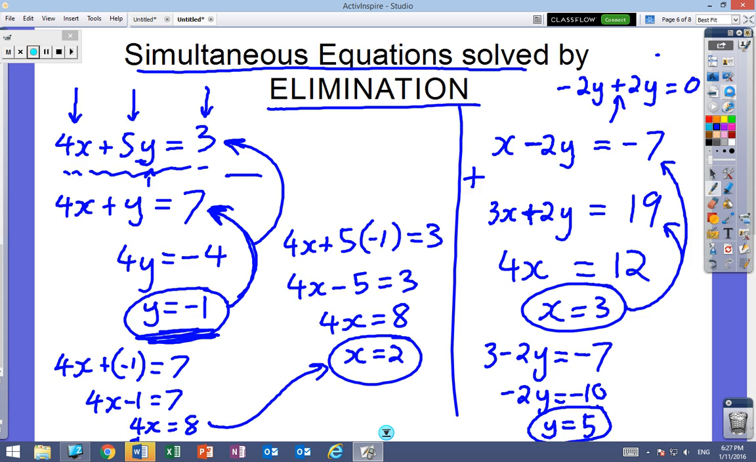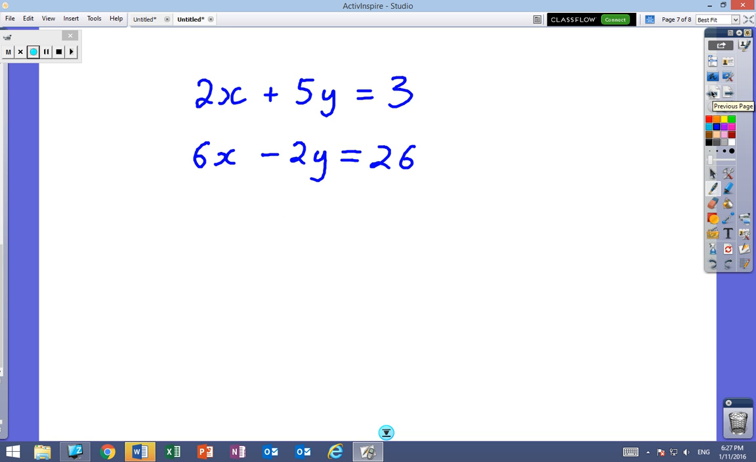Now I'm going to show you one more. Alright, let's have a look at this one first. This one here, you'll notice none of the x or y's are the same size. What the heck can I do? Have a look at this one up here. Look at this x value.